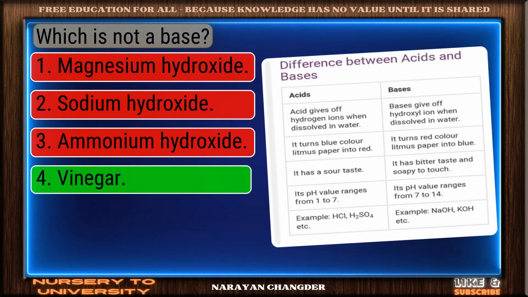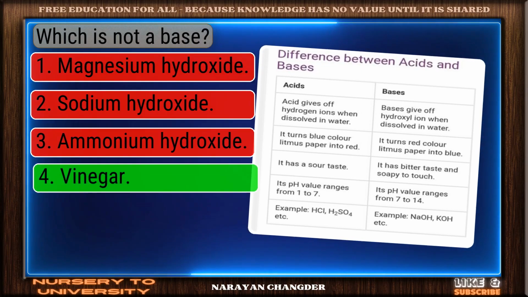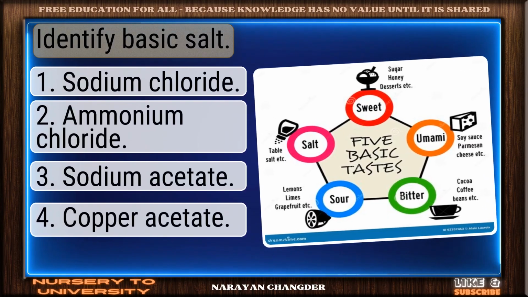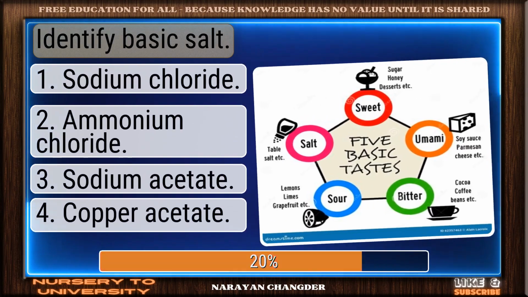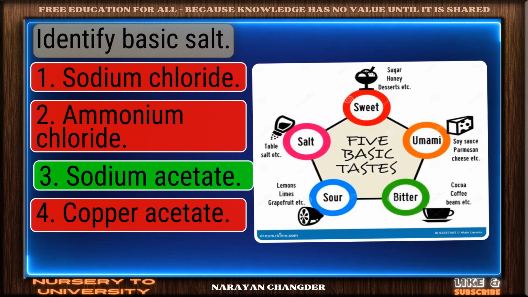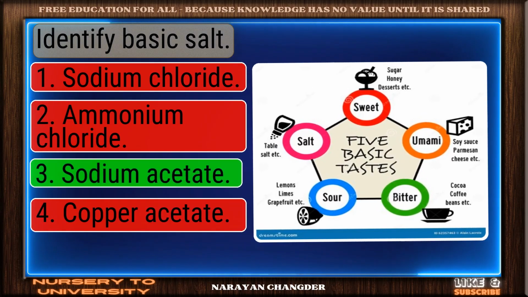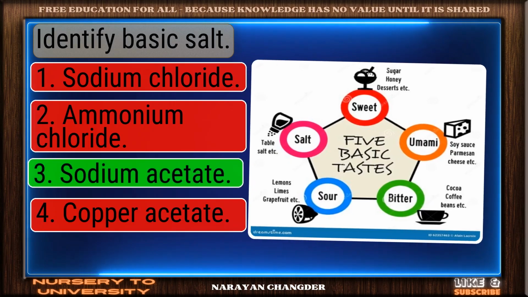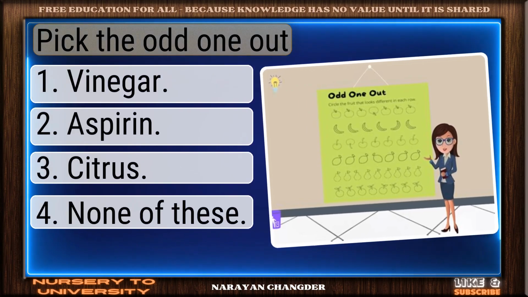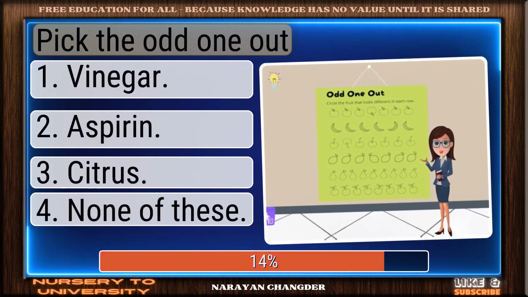Nice work. You chose vinegar and it is correct. Question number 245. Identify basic salt. On track. Sodium acetate is the correct answer. Question number 246. Pick the odd one out.